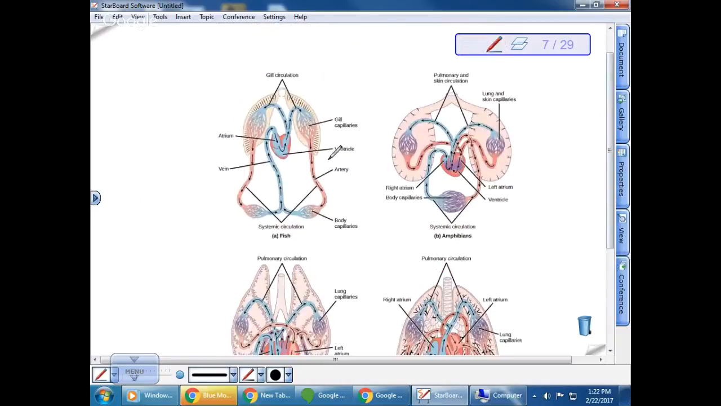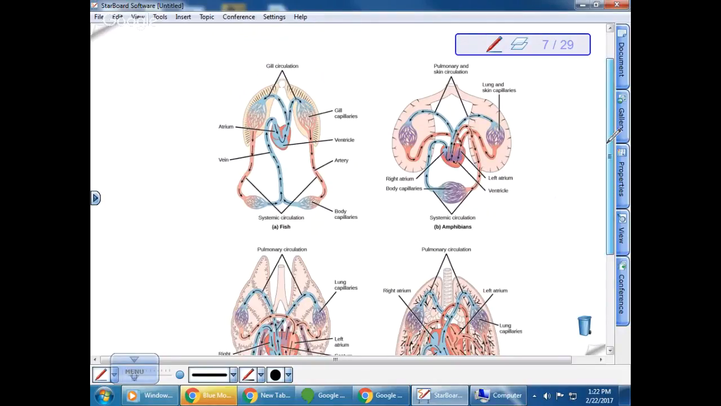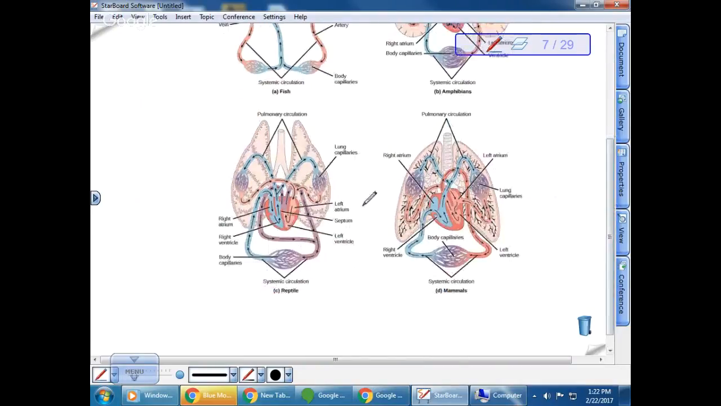So this is my fish heart, this is my amphibian heart, and notice that they have purple here. And that just shows us that there's mixing of oxygen poor and oxygen rich blood. And then if we look at reptiles, it's kind of like an intermediate. It's a transition. There's almost a complete separation, but there's a little bit of purple showing there.